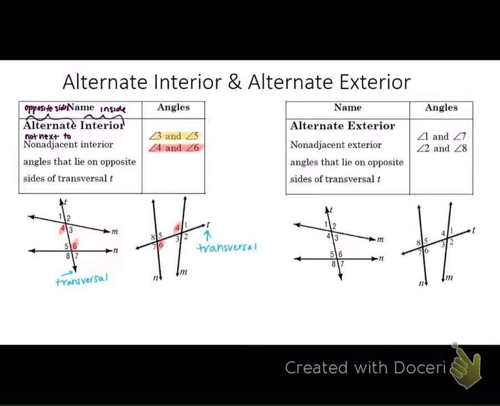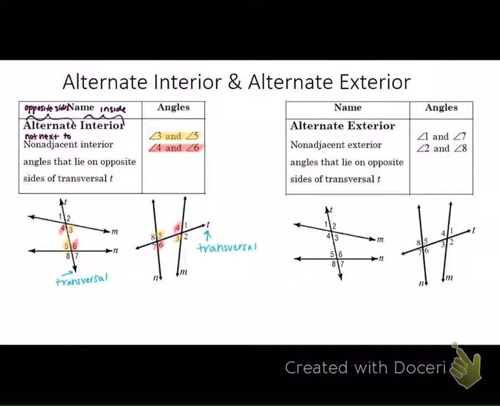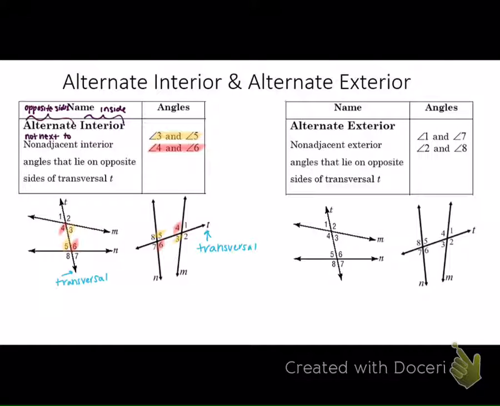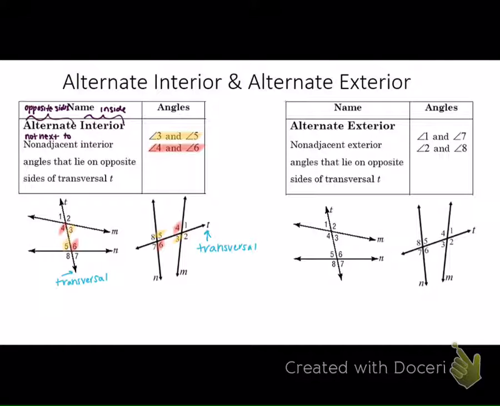Okay, so again, we have 5 and 3 as our other situation. So there are 2 sets of alternate interior angles, because 3 and 5 are on opposite sides of my transversal, and they are between the 2 lines there. Questions on alternate interior angles before we talk about alternate exterior angles? So get that written down so we can talk about alternate exterior.